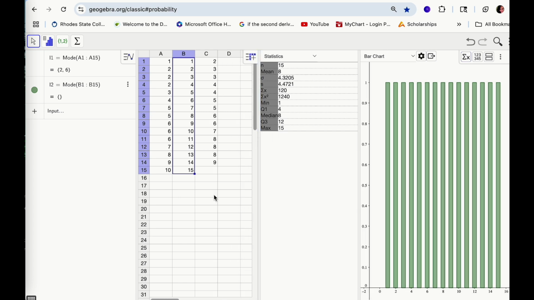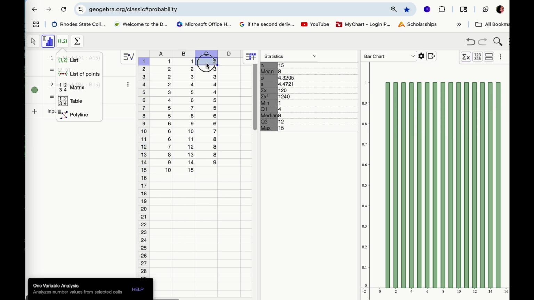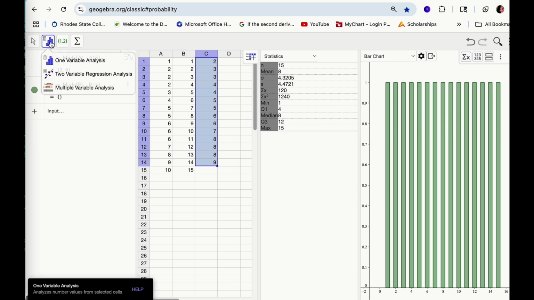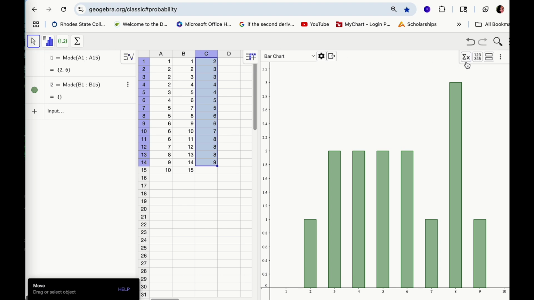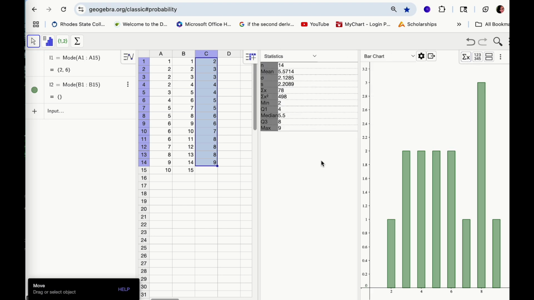Let's check our answers for the third example now. I'm going to highlight my data. I'm going to click the icon for the bar chart and then choose one variable analysis. And then I'm going to choose show statistics. So in this case, we have 14 data values. That shows it there with the N. Our mean is 5.57 when we rounded it to 2 places. The sum of all of our data values was 78. And our median we found was 5.5.